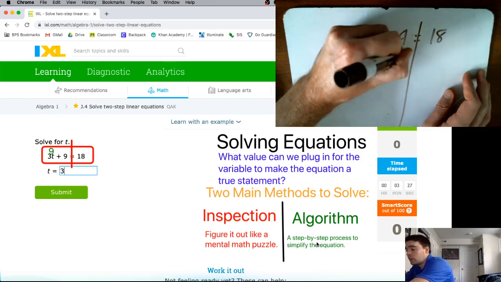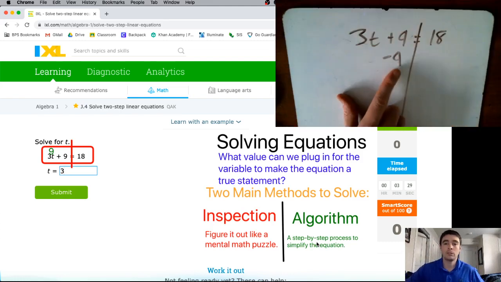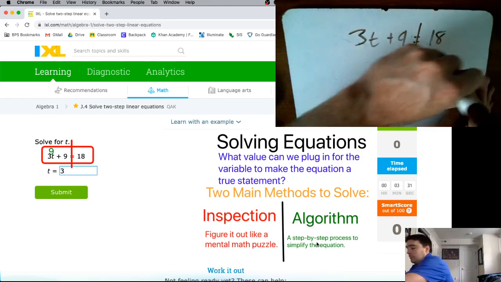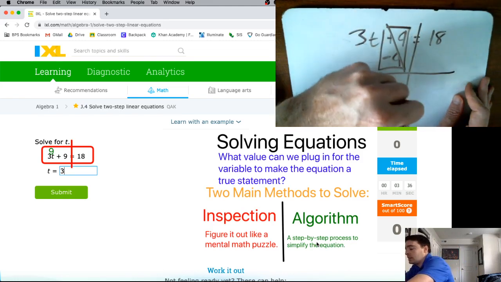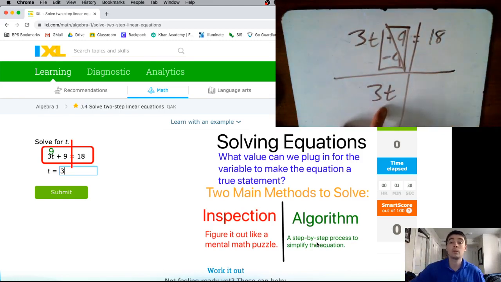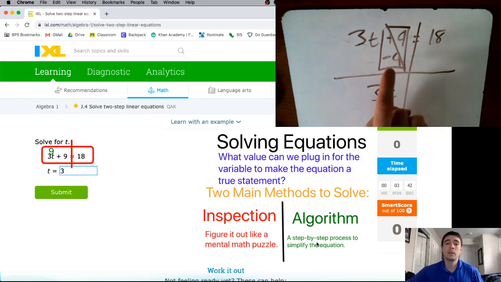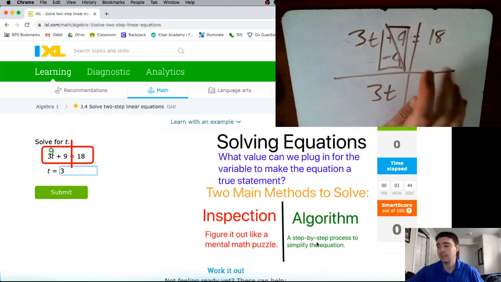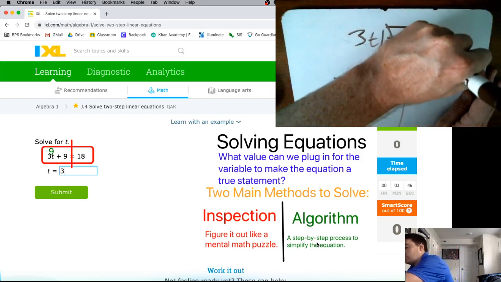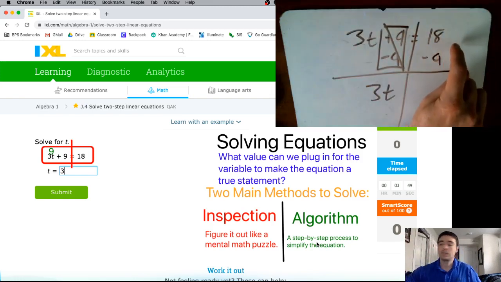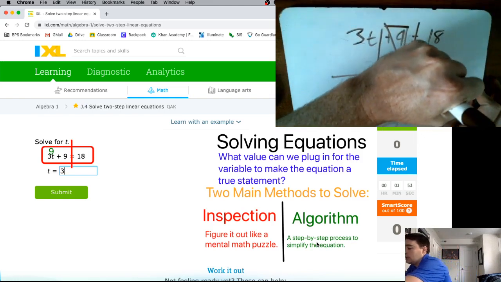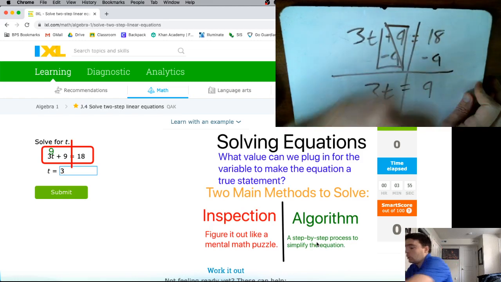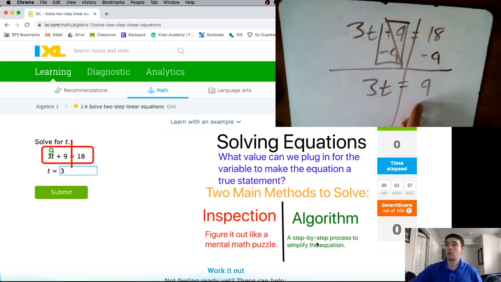I know that with inverse operations, subtracting 9 could get rid of that positive 9. And by doing that, my equation would be simplified so that the 3t term is now the only thing on the left side. But I need to remember, very important, anytime I change one side of the equation, I need to change the other side. In this case, I need to subtract 9 from both sides of my equation, and 18 minus 9 will give me a positive 9 on the right side of my equation.